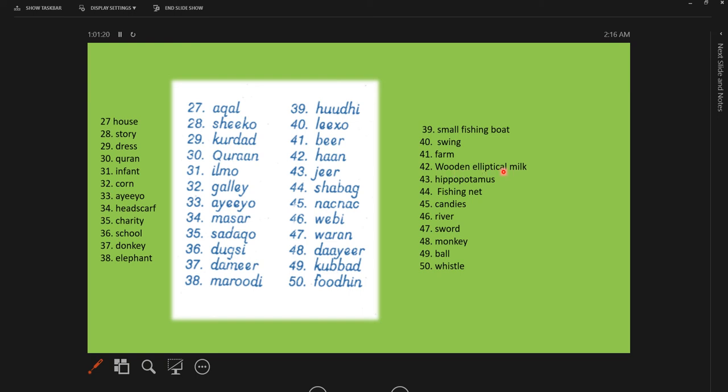wooden elliptical milk container. It's a container used by the nomads to hold milk and meat, dried or preserved meat that's dried and fried. So it's just a container. It's made from wood and it preserves the food and milk, or keeps the milk. Just a container, but anyway, I forgot to put container. Chair, shabag, nacnac, webi, waran, daayeer, kubbad, foodin.